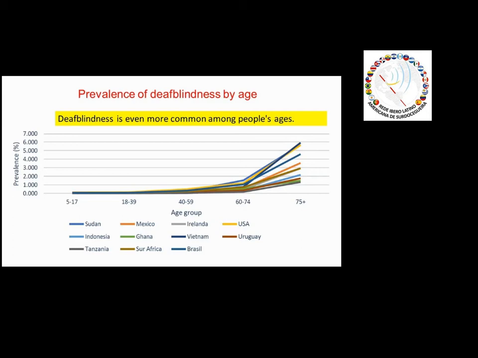Below are 11 countries that have submitted data. Sudan, Indonesia, Tanzania, Mexico, Ghana, South Africa, Ireland, Vietnam, Brazil, USA, and Uruguay. All countries stay on the 0.0 line between the ages of 5 to 17 and 18 to 39, then start rising until reaching 75 and beyond. We highlight Brazil and the USA, which have more data between 60 to 74 and 75 and beyond.